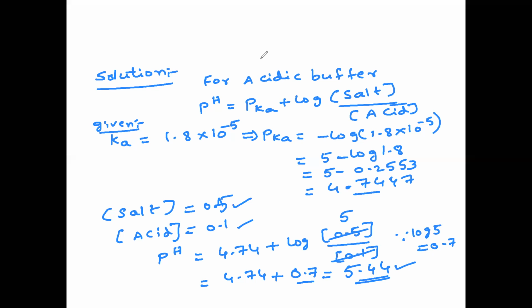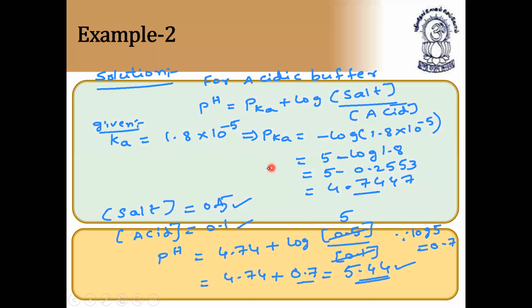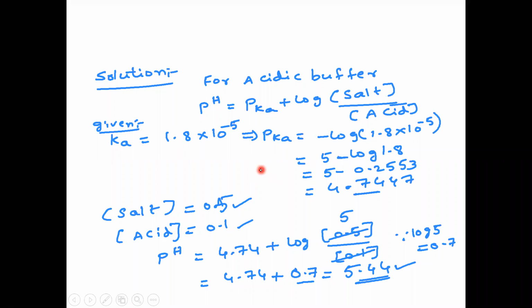So in this way you have to do the numerical. Please check it out. So please note it down. For an acidic buffer solution, pH is equal to pK plus log of concentration of salt by concentration of acid. Ka is equal to 1.8 into 10 to the power minus 5. pK is equal to minus log of 1.8 into 10 to the power minus 5, which is equal to 4.74. And concentration of salt is given already as 0.5, and concentration of acid is equal to 0.1. You can see the previous problem also.